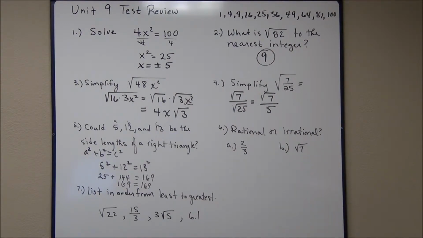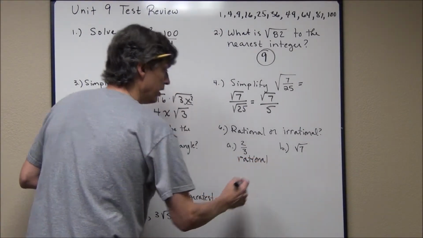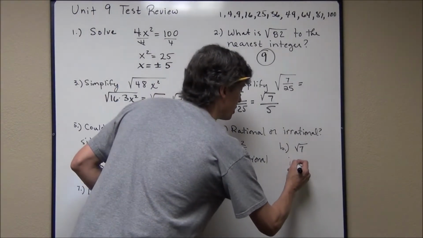Problem number 6. You're to determine if these numbers are rational numbers or irrational numbers. Remember, rational numbers are numbers that can be written as a fraction. This is a fraction, so this is rational. Or if it's written as a decimal, it either terminates or it repeats. Whereas an irrational number cannot be written as a fraction, and when you write it as a decimal, it is non-terminating and non-repeating. If I punch the square root of 7 into my calculator, which I'll do real quick, the square root of 7 would be 2.645751311. It's going to go on and on forever, and it's not going to repeat. This is clearly irrational.